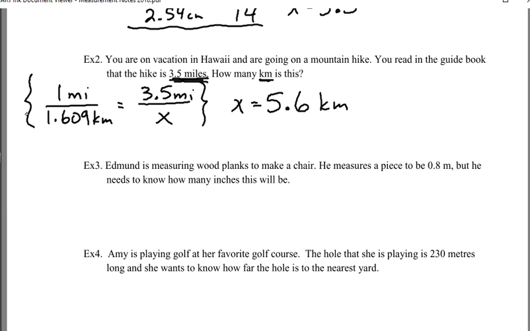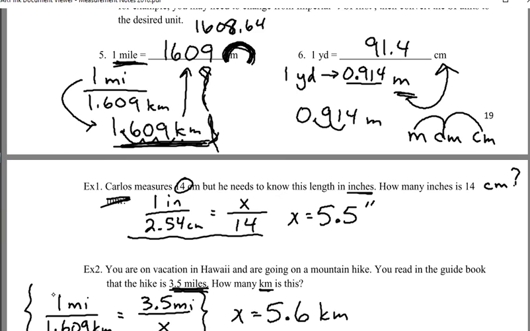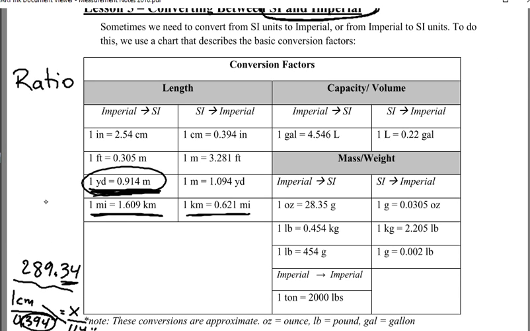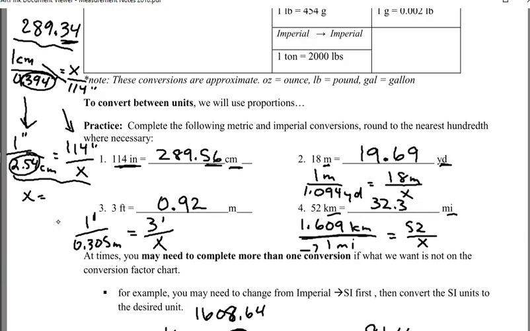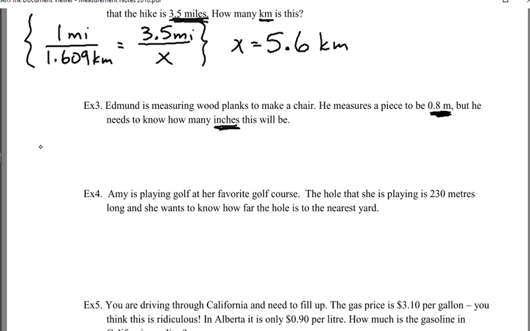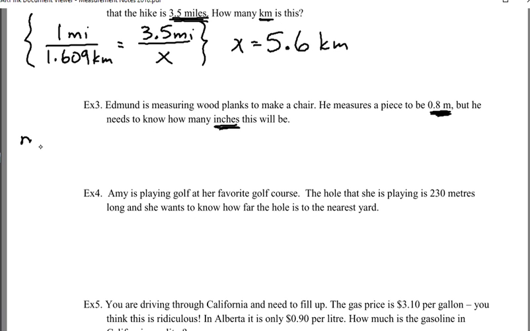Edmund is measuring wood planks to make a chair. He measures a piece to be 8/10 of a meter, but he needs to know it in inches. Well, if we go to our chart, did you see meters and inches in there? Meters to inches does not occur. All kinds of ways to approach it. In this case, if we want to go from meters to inches, we could go meters to centimeters, moving the decimal, and then proportion centimeters to inches. That would work.